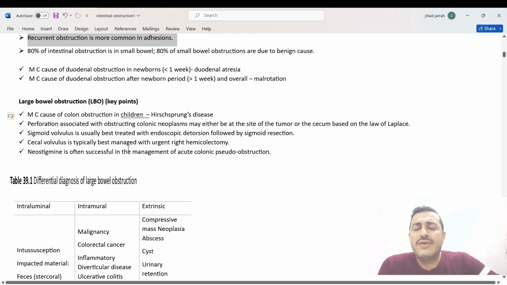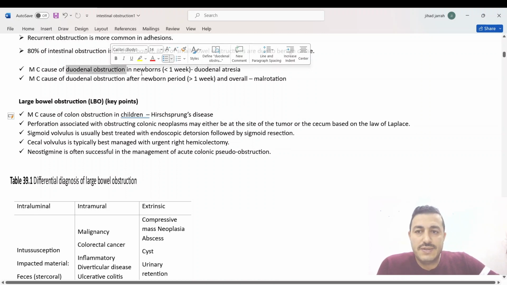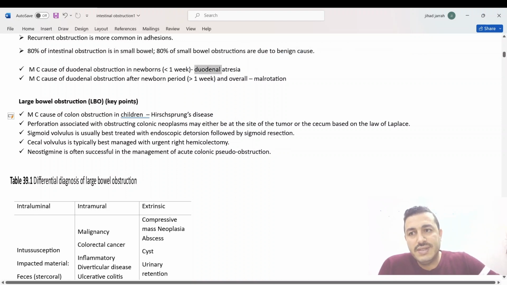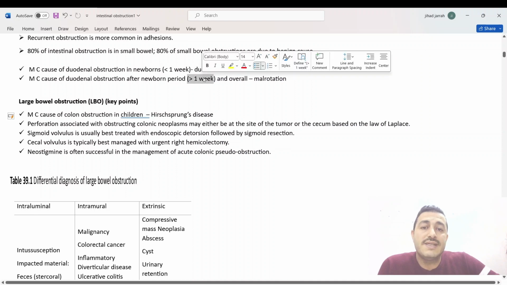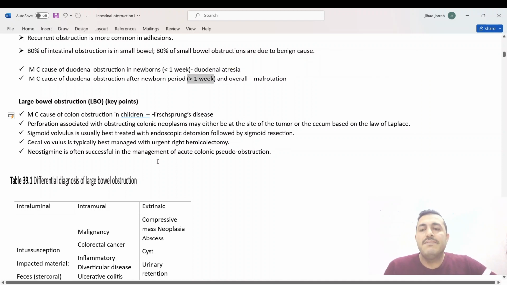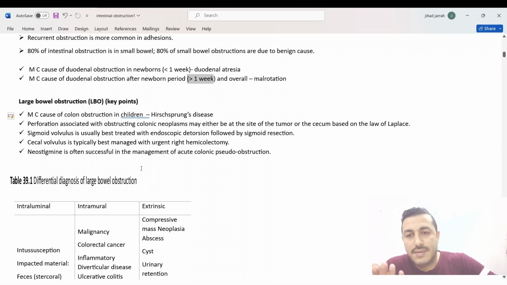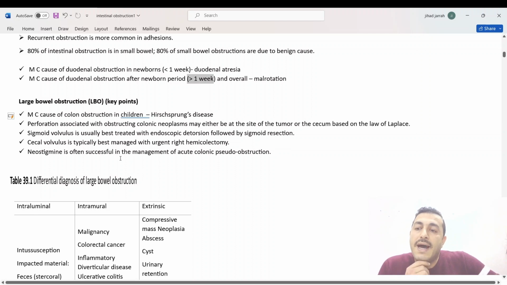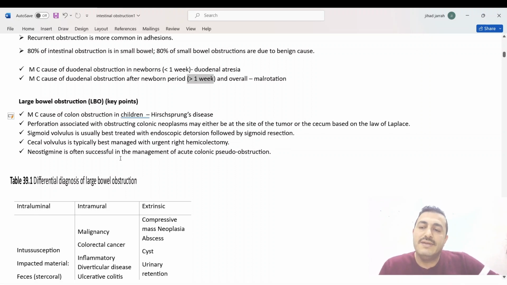In the pediatric age group, you can remember from the pediatric lecture that the most common cause of duodenal obstruction in a newborn, meaning less than 1 week, is duodenal atresia, while after 1 week it's malrotation. Some key points about large bowel obstruction: we said it is most likely a malignant cause. If we are talking about colonic obstruction in children, the most common cause is Hirschsprung disease. We will discuss this point later in detail.